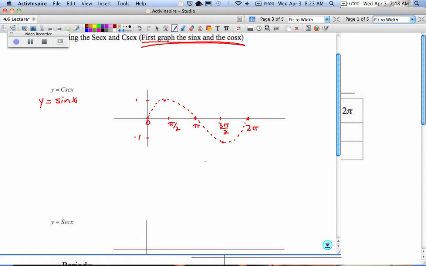Now, what's the relationship between cosecant and sine? Reciprocal. So if the output for sine is 0, what's the output for cosecant? Undefined. 1 over 0 is undefined. So anywhere we touch the 0, put a dotted line. Can't use this value. And then your graph sits right here.